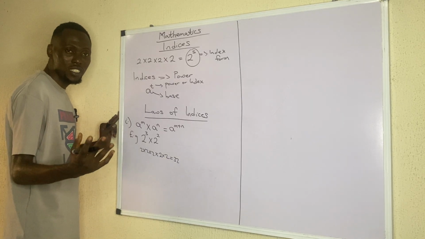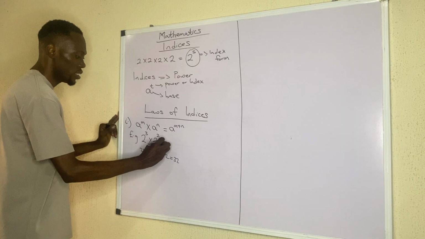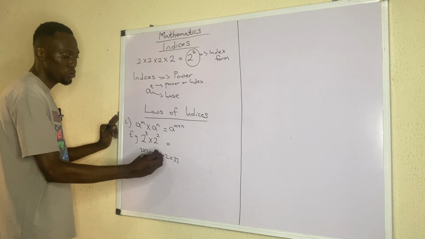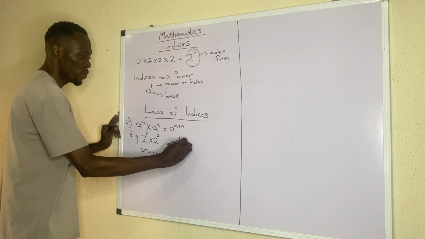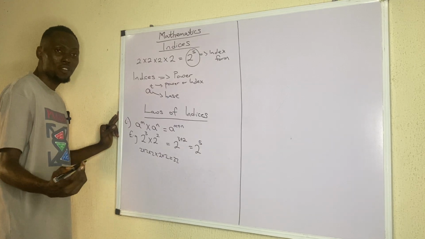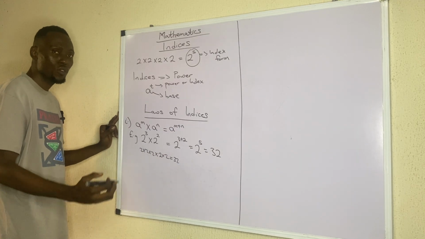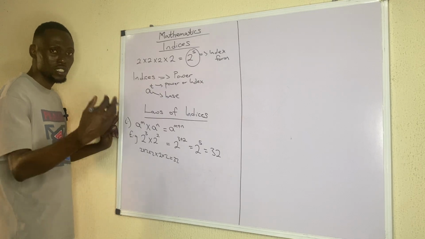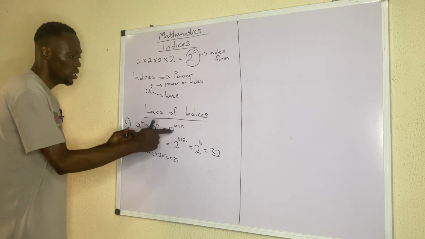But using indices, you can get the answer very fast. 2 raised to the power 3 times 2 raised to the power 2 will just simply give us 2 raised to the power 3 plus 2. And 2 raised to the power 3 plus 2 will be 2 raised to the power 5. And 2 raised to the power 5 will simply give us what? 32. Because 2 times 2 is 4, 4 times 2 is 8, 8 times 2 is 16, and 16 times 2 will give us 32. So that is that for the addition law.